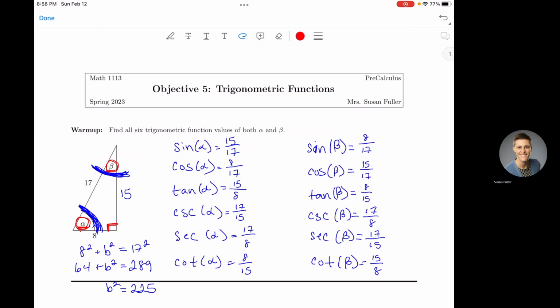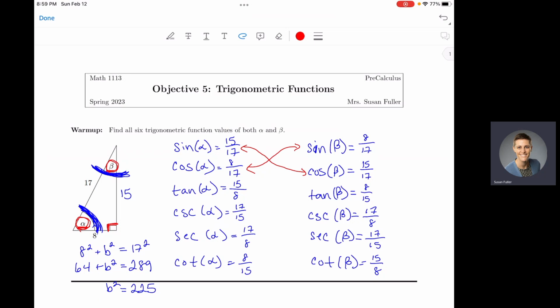And notice the connections here. The sine of alpha is the cosine of beta. The cosine value of alpha is equal to the sine value of beta. Those values switch, because the opposite side of alpha is the adjacent side of beta, and the adjacent side of alpha is the opposite side of beta. So that's why these two switch.